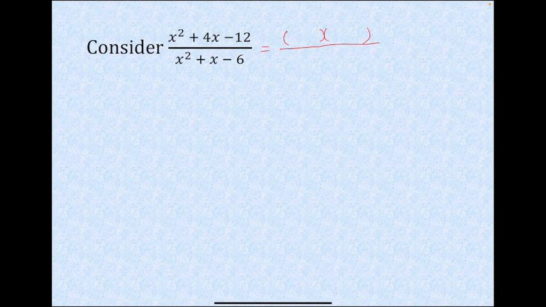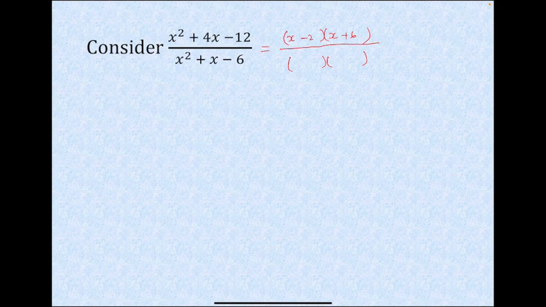So what are they? Think about the factors of 12: 1 and 12 doesn't work, because if you add them up, it cannot be 4. What about 2 and 6? Well, 2 and 6 is possible, because if I have minus 2x plus 6x, I've got plus 4x, and minus 2 times 6 is minus 12. Bingo, that works. So I've got x minus 2, x plus 6. That factorizes the numerator.